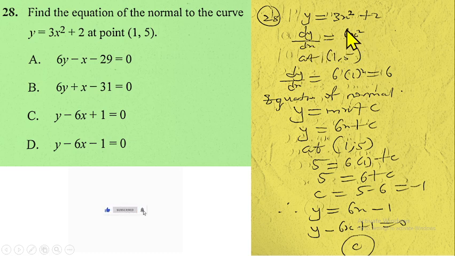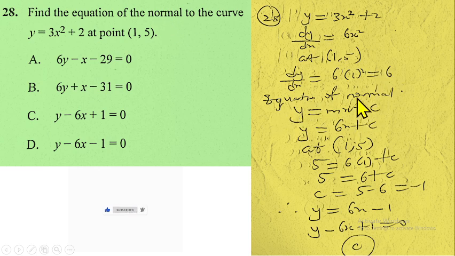So this is the gradient of the curve at any point. But we are given a point 1 comma 5, so our x is 1 in this case. At this point where x is 1, if you put 1 here, you have 6 times 1, not 6 times 1 squared. So 6 times 1 will still give us 6. That means the gradient of the curve at the point of tangency to the normal is 6.